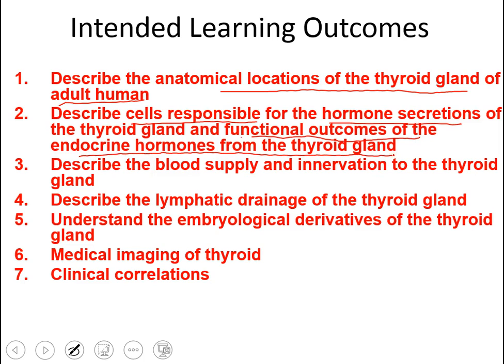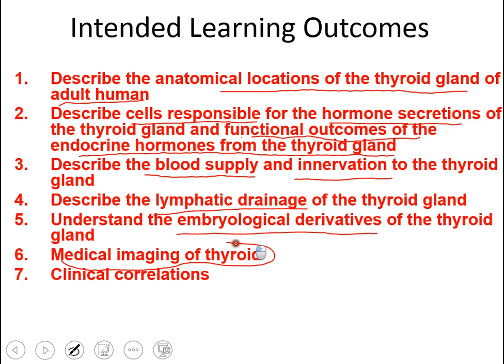Also, you need to be able to describe the blood supply, innervation, lymphatic drainage, understand the embryological derivatives of the thyroid gland, and understand basics of medical imaging of the thyroid gland. As well, we will review clinical correlations to help with understanding the practical value of anatomy of the thyroid gland.